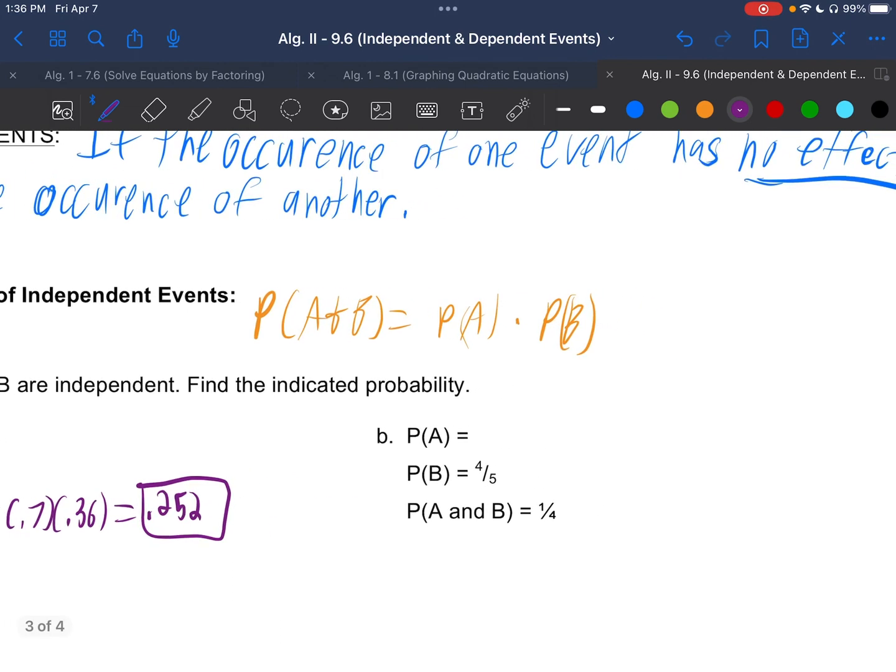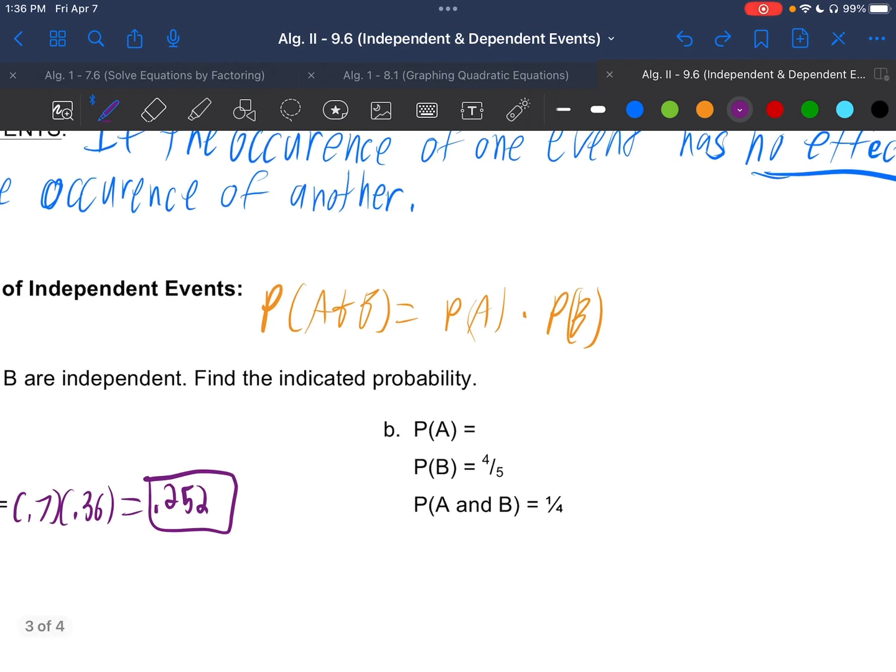On the second one, we're trying to figure out what's the probability of just event A occurring if we know the probability of event B and them occurring independently of each other. So we would say, okay, X, whatever probability of event A would be, times 4 over 5, and we get 1 over 4. So we just fill in X for probability of A here and solve it as we would any other equation. Now, solve for X.